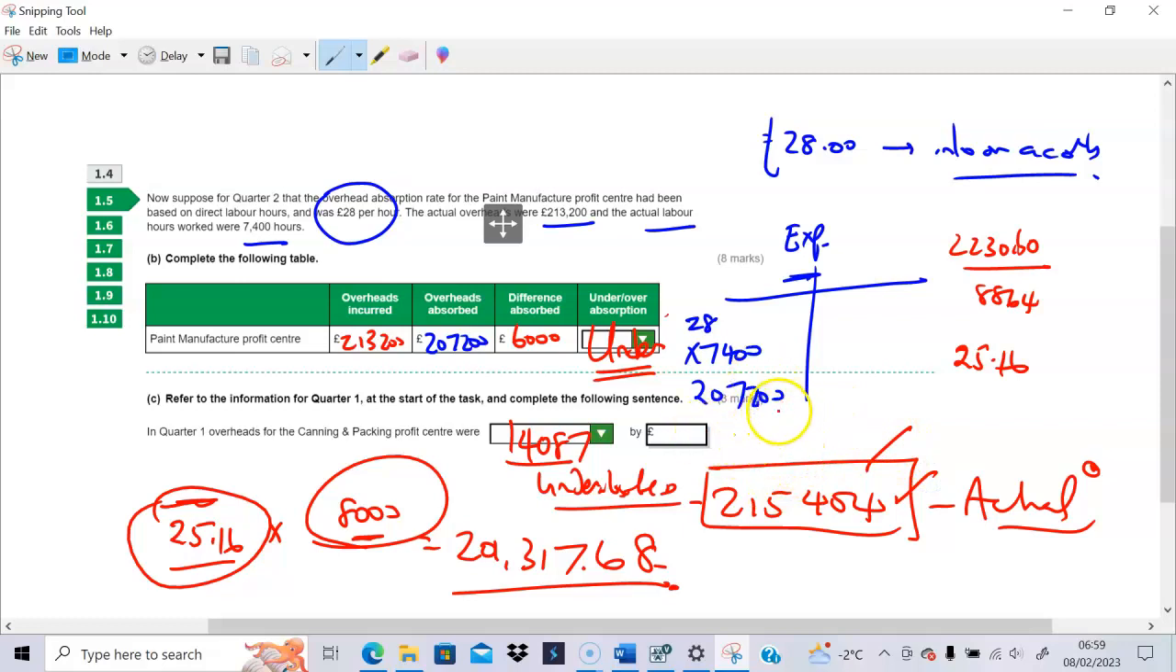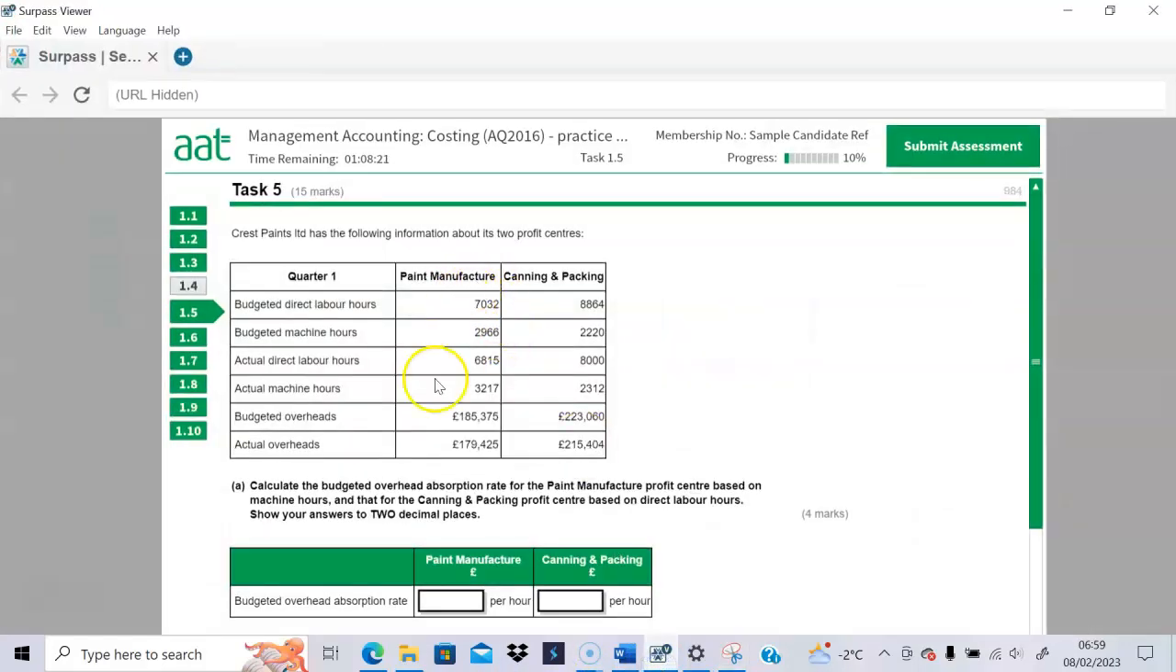Okay, great. So again, remember that the whole point of having these figures here was just to find these figures here, and then we move on to focus on the actuals, in terms of actual machine hours or actual direct labor hours. We don't need these budgeted machine hours again once we have found the overhead absorption rates.